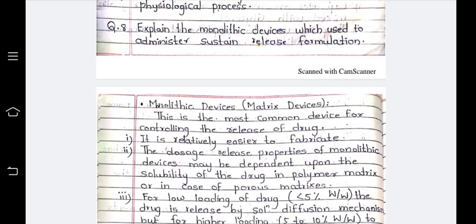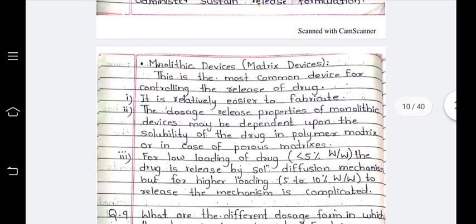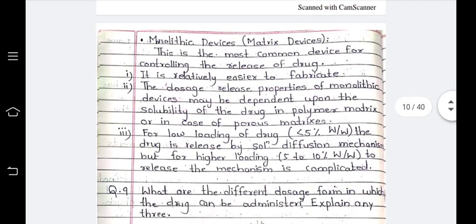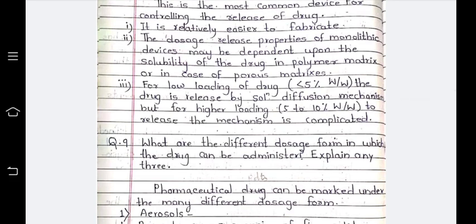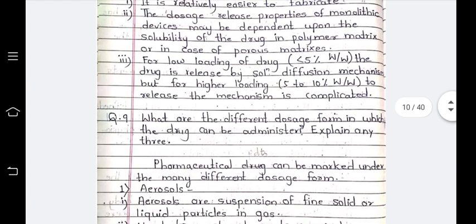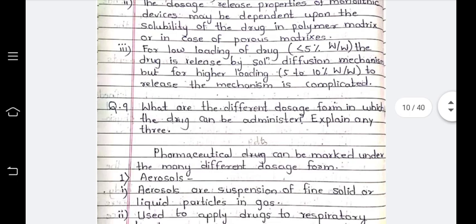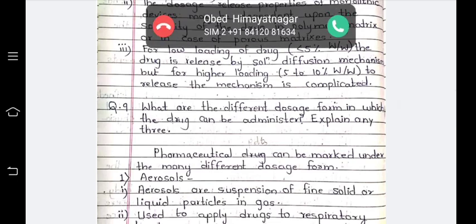Explain the monolithic devices which are used to administer sustained release formulations. Monolithic devices. These are the most common devices for controlling the release of drugs. It is relatively easier to fabricate. The dose release properties of the monolithic devices may depend upon the solubility of the drug in the polymer matrix or, in the case of a porous matrix.